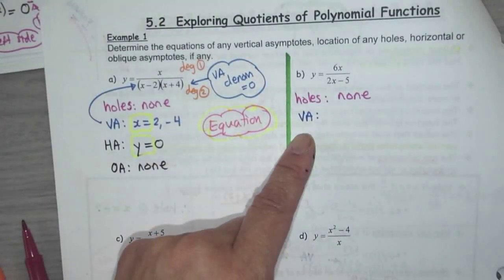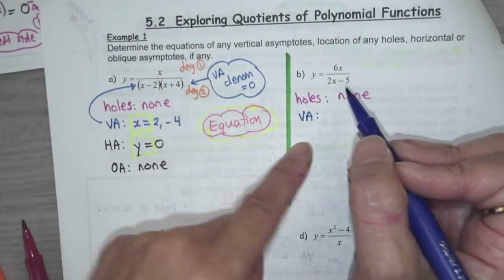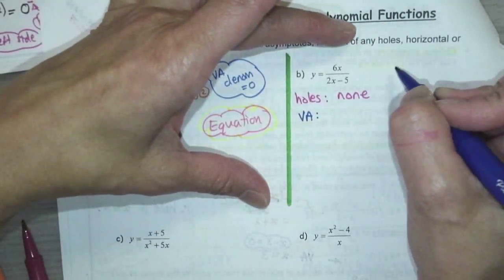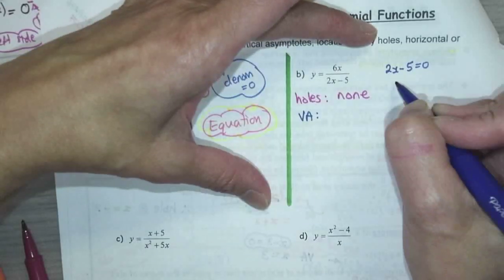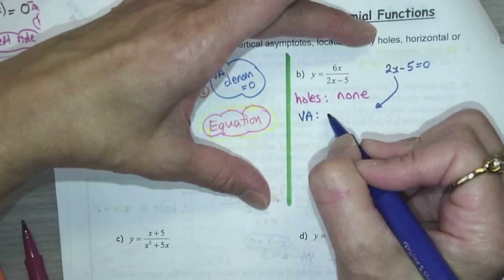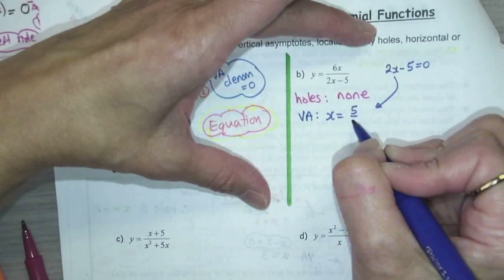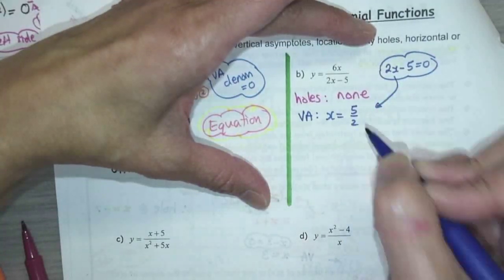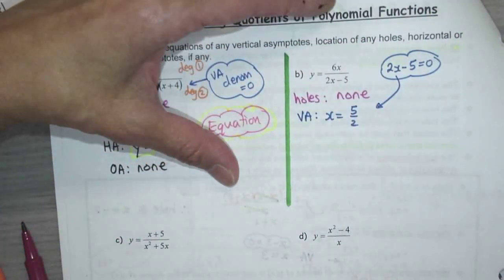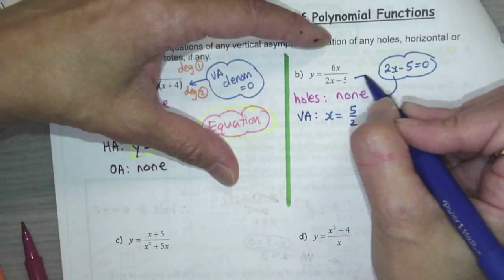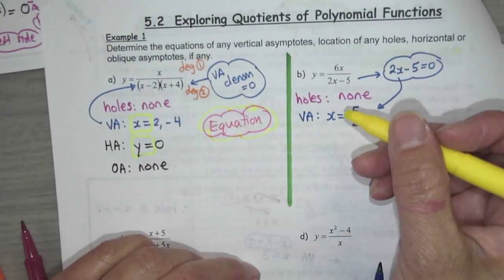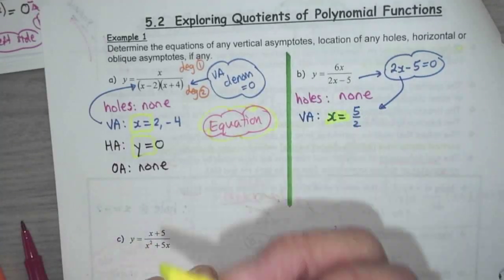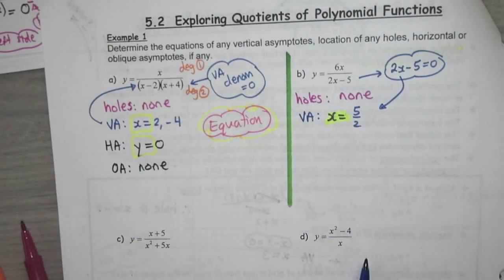Vertical asymptote, I take the denominator equal to 0. You don't have to show this, but 2x minus 5 equals 0, and that's going to give me my vertical. So x equals 5 over 2. Again, you don't have to show that, but that's how I get it. Grab that denominator, set equal to 0, and get that. And remember, x equals. I'm not going to remind you again, but make sure it's an equation, please, for all of these.